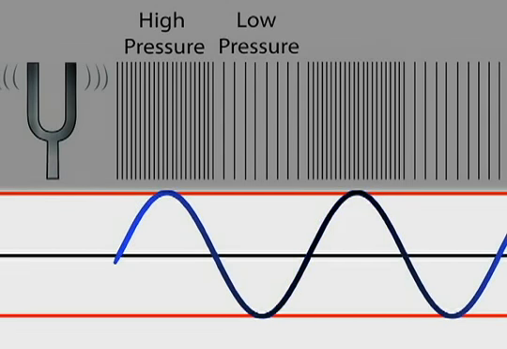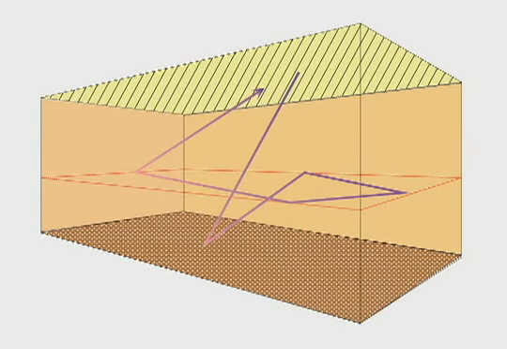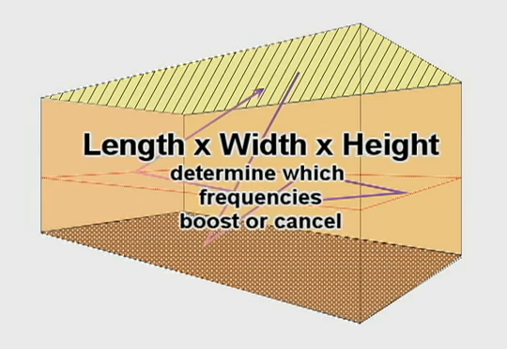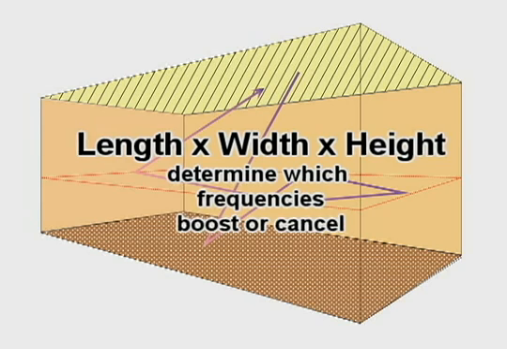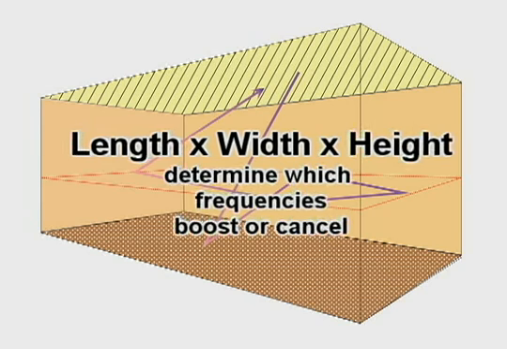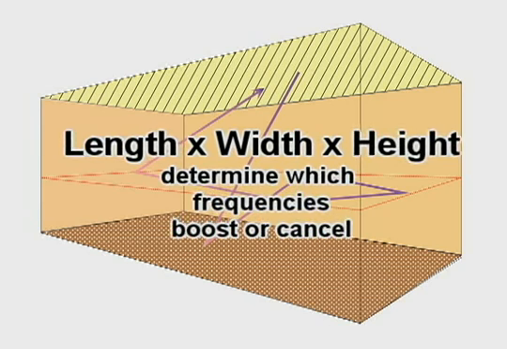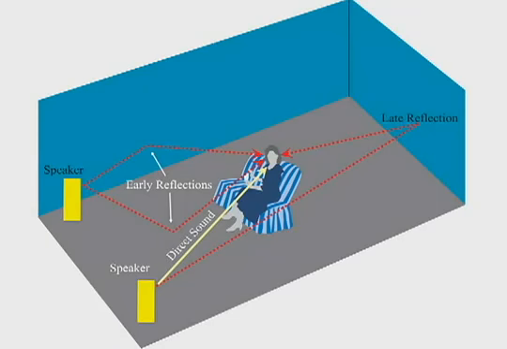As sound waves reflect off the walls, floor, or ceiling, certain frequencies can boost or cancel themselves. The length, width, and height of a room determine these frequencies. And to make matters even a little more complicated, this boosting or canceling also changes with the listening position.